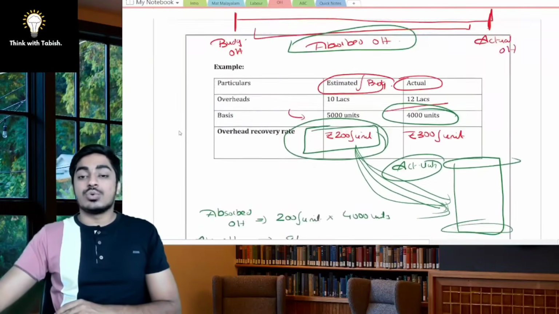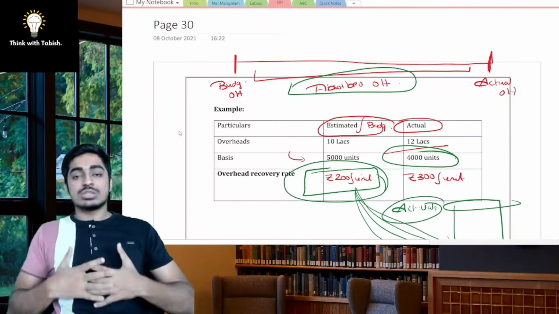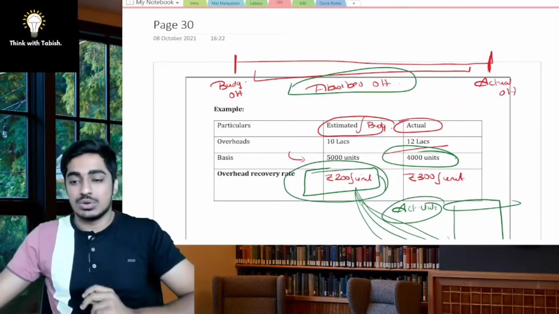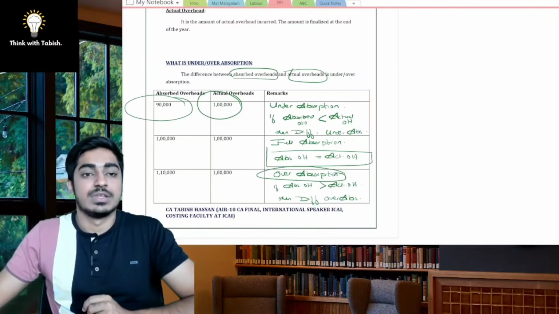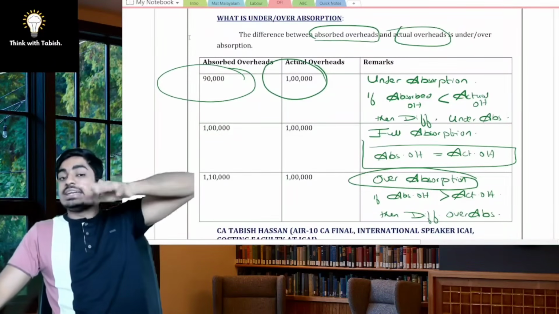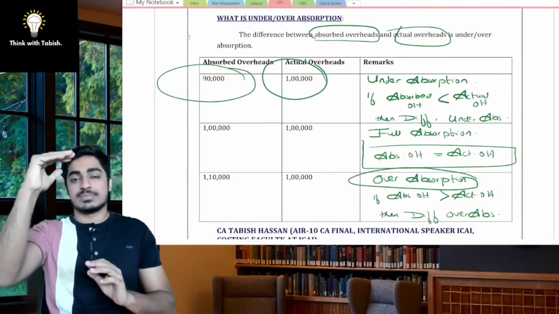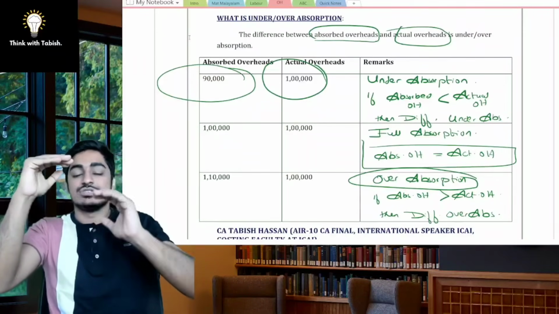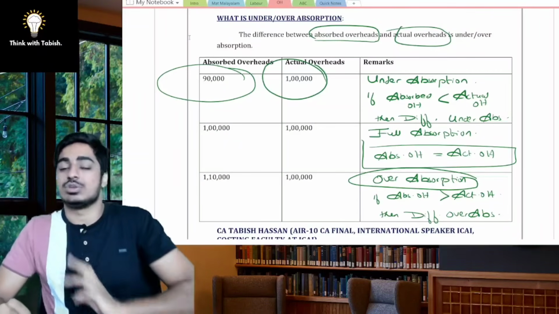So what is under or over absorption? It is the difference between absorbed overheads, the cost I have absorbed, and the cost I have actually incurred, the actual overheads. So we may have three scenarios. Firstly, absorbed overhead is 90,000. Actual overhead is 1 lakh. 1 lakh is my actual cost, but I have absorbed only 90,000. I have absorbed less. So this is under absorption. That is when absorbed overhead is less than actual overhead.